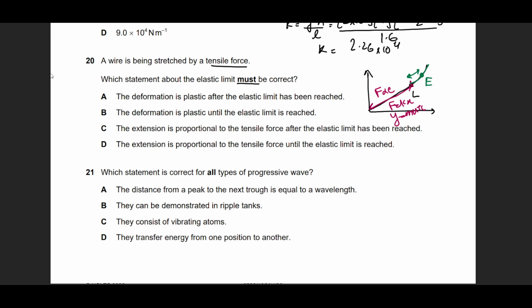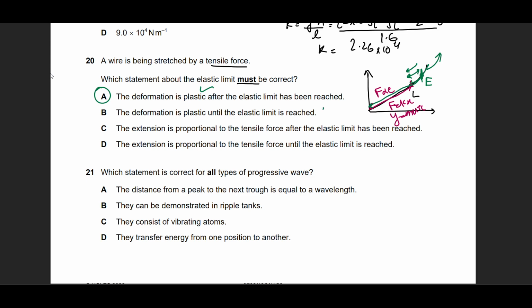If you keep on increasing force to go to this point and you remove the force, it will come back to its original position without plastic deformation, without permanent deformation. Beyond this point, it will undergo plastic deformation, and if you stay behind it, you will not undergo permanent deformation. But this region does not obey Hooke's law, right? So he asks what must be correct. The deformation is plastic after the elastic limit. So this is the correct answer.